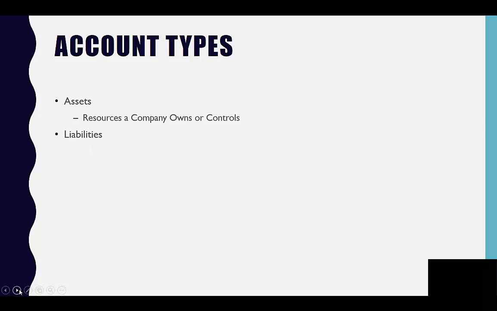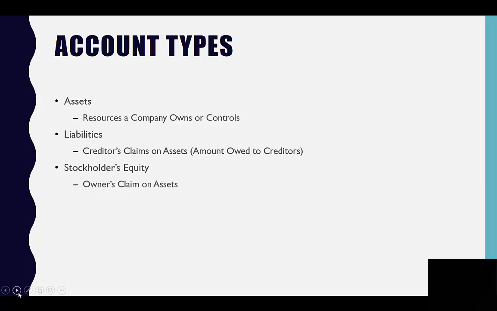Next, we have liabilities. Liabilities are the creditor's claims on assets. We can think of this as the amount that the company owes to its creditors, similar to a loan. Then we have stockholders' equity. Stockholders' equity is the owner's claim on assets.